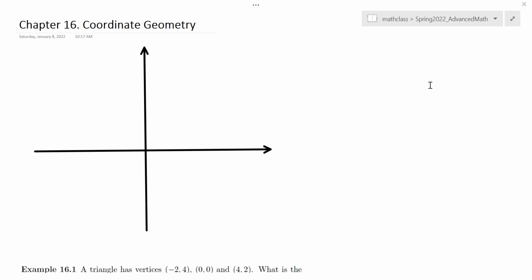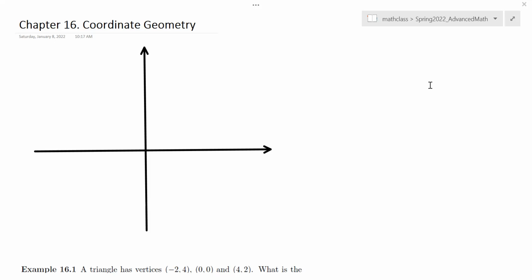Okay, so today I'm going to talk about coordinate geometry. The so-called coordinate geometry just uses algebra to study geometry problems. After that we're going to focus on plane geometry without a coordinate system.